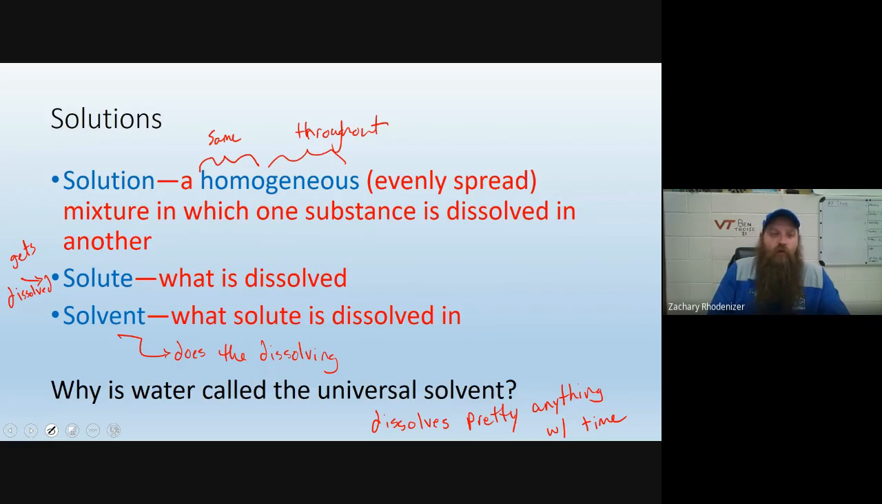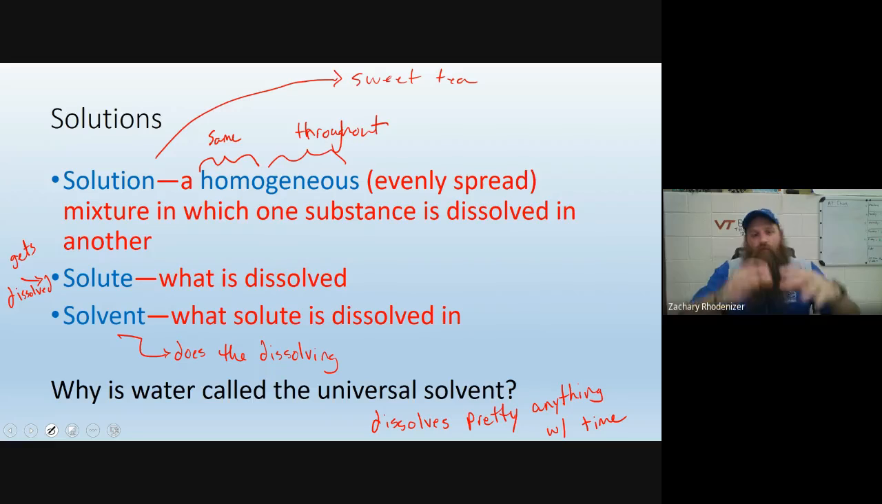Some examples of a solution would be sweet tea. Sweet tea is definitely homogeneous. It's just a brown liquid the whole way through, but we know it's water that has dissolved tea leaves and sugar into that solution, but you can't see a spot where there's a whole bunch of tea leaves. Another example would be sugar water that you feed a hummingbird, which is kind of the same as sweet tea. Say coffee. Coffee is a solution. Coffee is a great solution.